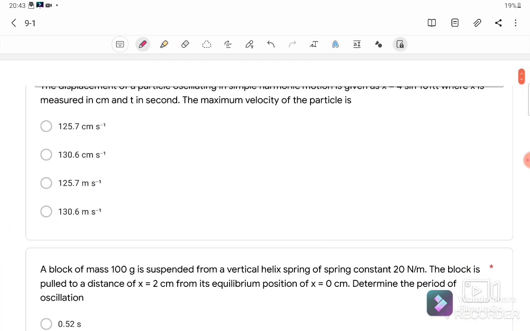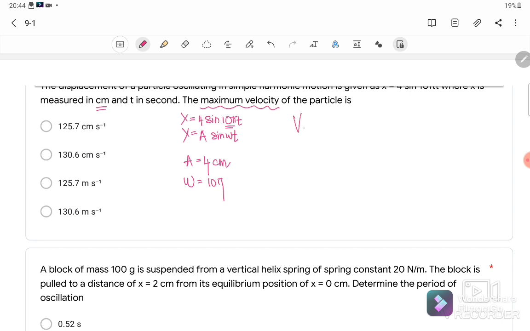The displacement of the particle oscillating in simple harmonic motion. So they give you the equation where x is equal to 4 sine 10 pi t, and they ask you to find the maximum velocity of this particle. Okay, so if you compare x equals a sine omega t, we know that A is equal to 4, and here it is already mentioned in cm, so it's 4 cm, and omega is equal to 10 pi. Okay, from the equation we get 10 pi.